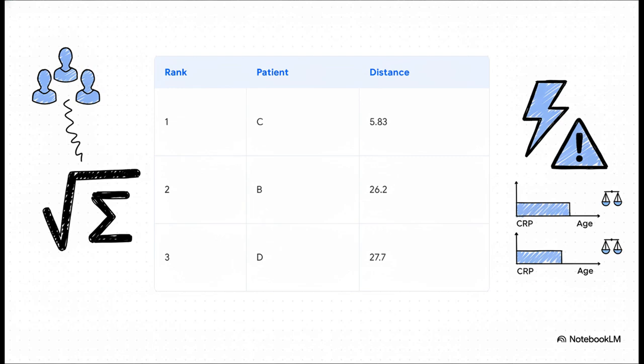But hey, notice the warning here. Our source points out that because the raw CRP numbers were so much larger than the age numbers, the unscaled CRP data completely dominated this calculation. In a real functioning hospital pipeline, we absolutely would have scaled these numbers first to make it perfectly fair.